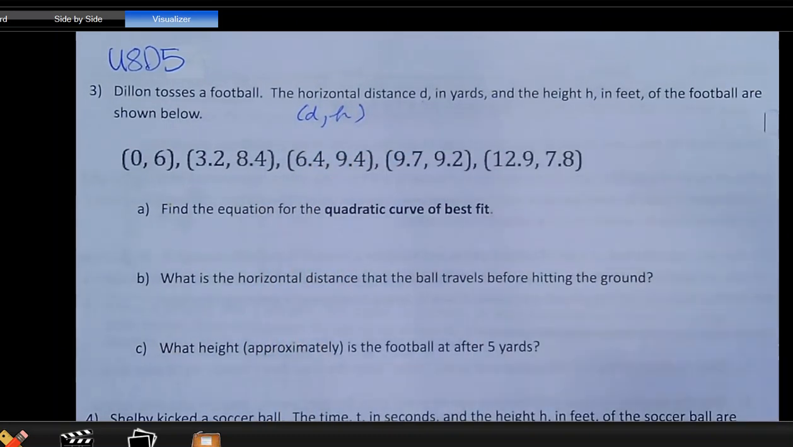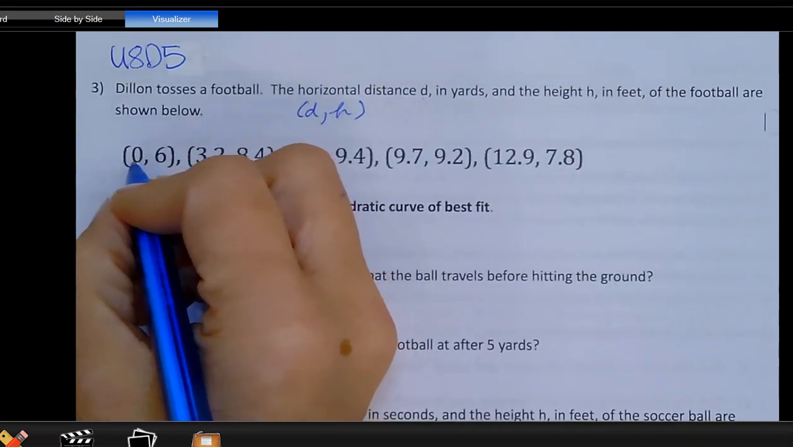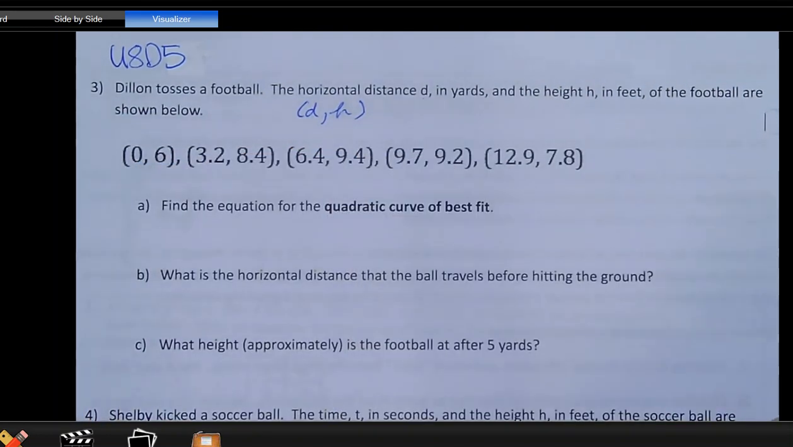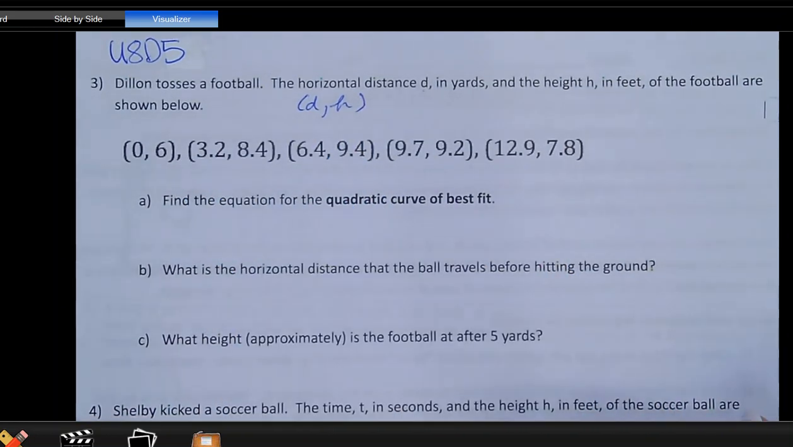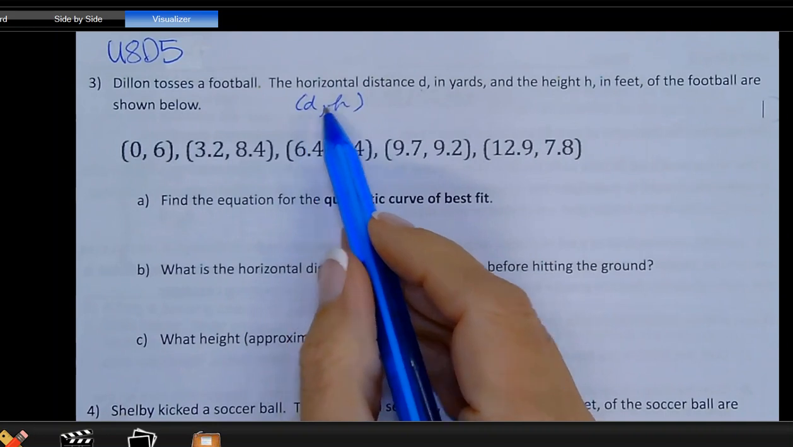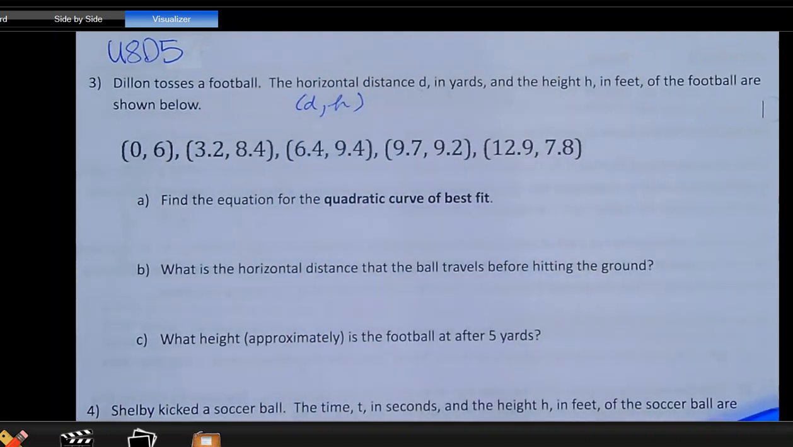feet. Okay, so each one of these ordered pairs that we are given tells me the horizontal distance and the vertical distance. I am probably going to default to using X and Y when I'm using Desmos, just because I typically do. But keep in mind that we know each one of these ordered pairs is telling me about the distance, D, and the height, H. So when I look at this, it's given me some data, and it wants me to find the equation that represents that data.